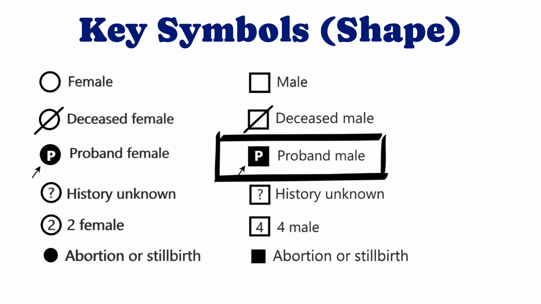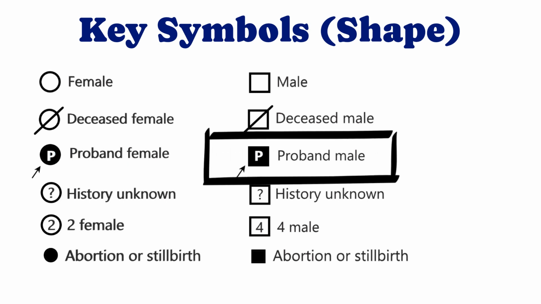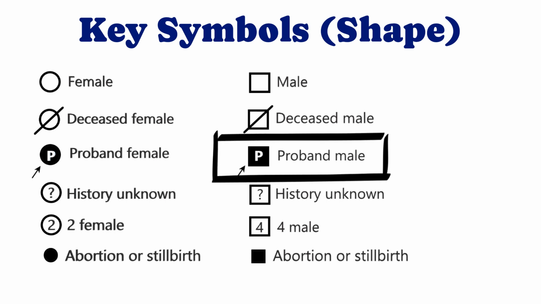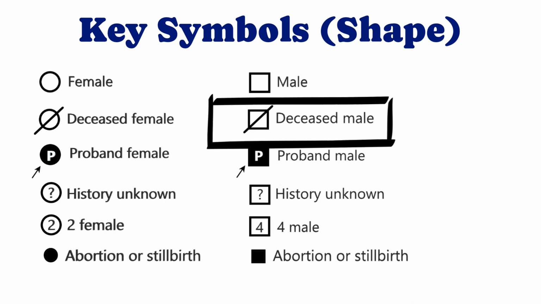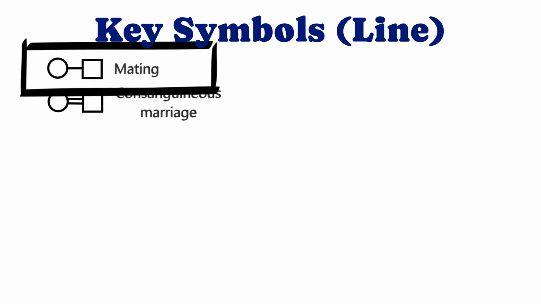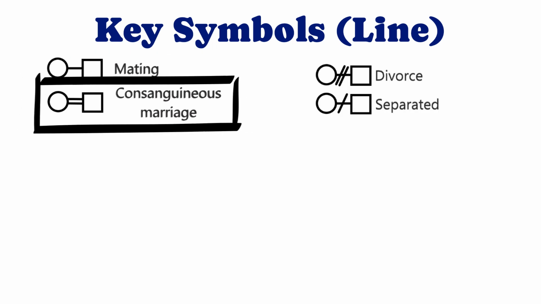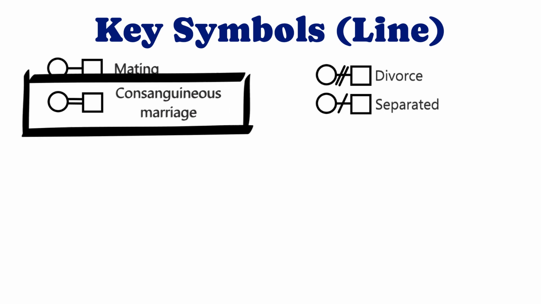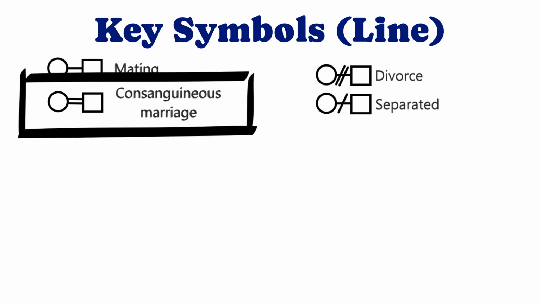The proband, or the first affected family member coming to the attention of the geneticist, is indicated with a solid color and a capital P with an arrow pointing to the shape from the left side. A diagonal line drawn through a shape indicates that the individual is dead. A horizontal line between a male and a female indicates a mating or marriage. Consanguinity, or marriage between related people, is indicated by two parallel horizontal lines drawn between the symbols.